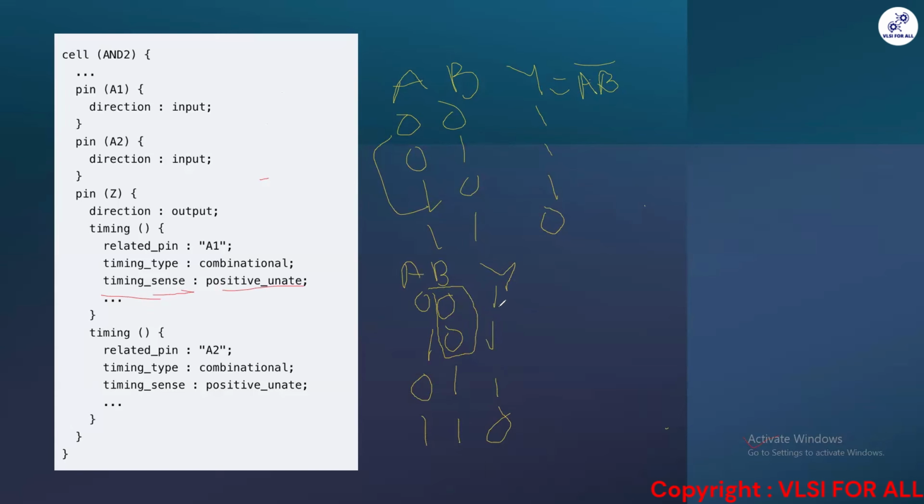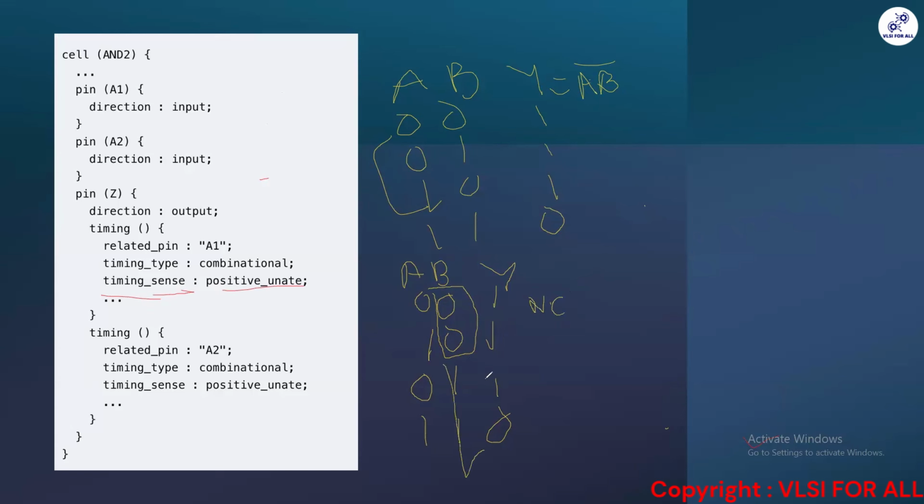In the case of NAND, if one input is 0, then the output will be 1. In this case, B is always constant at 1. A is making a transition from 0 to 1, right? Yes, ma'am. Is my output making any transition? No, ma'am. No change. So this is a combination of no change.